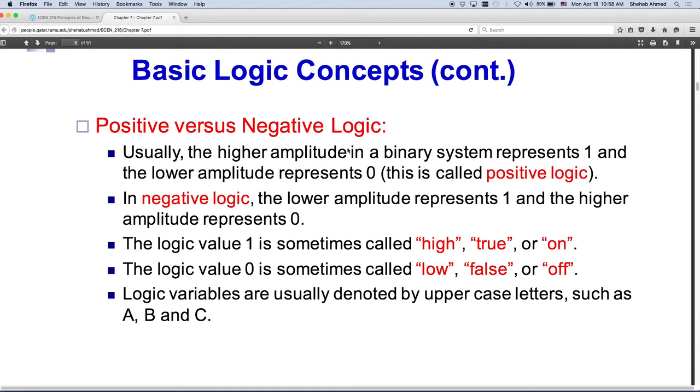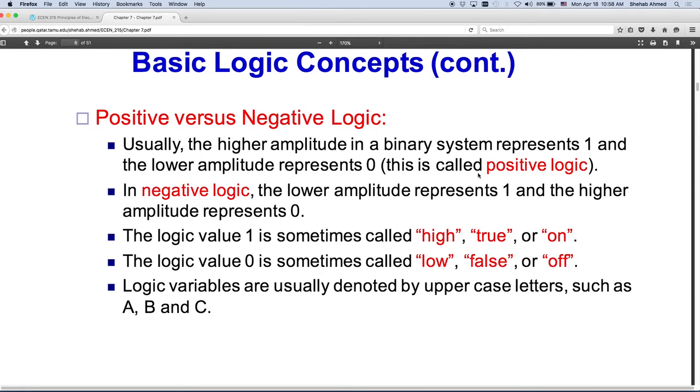Digital signals or a binary system operate in what is called either positive logic or negative logic. Positive logic means a high signal is considered a 1 and a low signal is considered a 0. If I tell you that another signal is represented using negative logic, it just refers to the lower amplitude signal being a 1 and the higher amplitude signal being a 0. Just the complementary logic here.